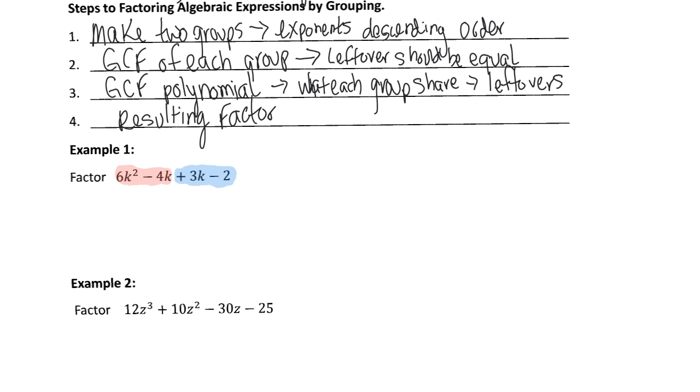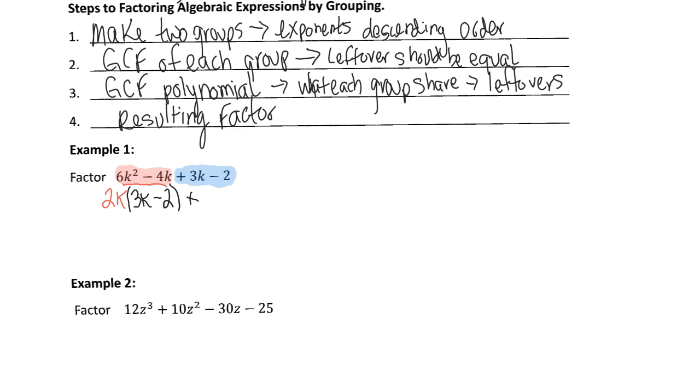So looking at these groups, we need to find the GCF. Looking at this red group, this first group, think about what is your GCF of those terms. The GCF of those terms is 2k. So when I take a 2k out of 6k squared, I should be left over with 3k. When I take a 2k from 4k, I'm left with 2. Now we always put a plus sign here, no matter what.